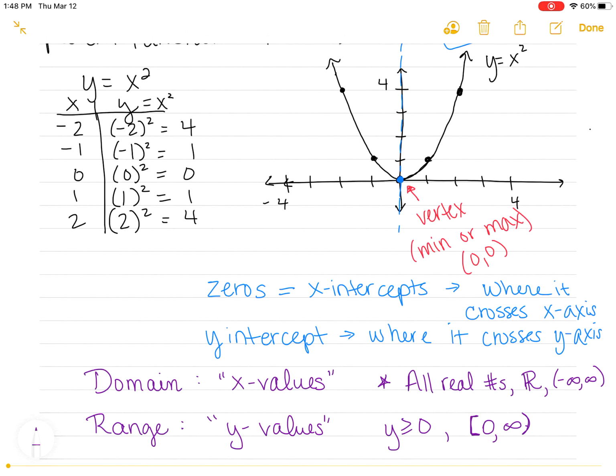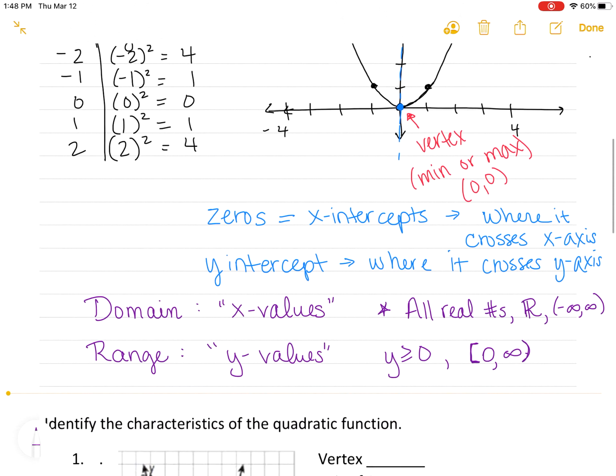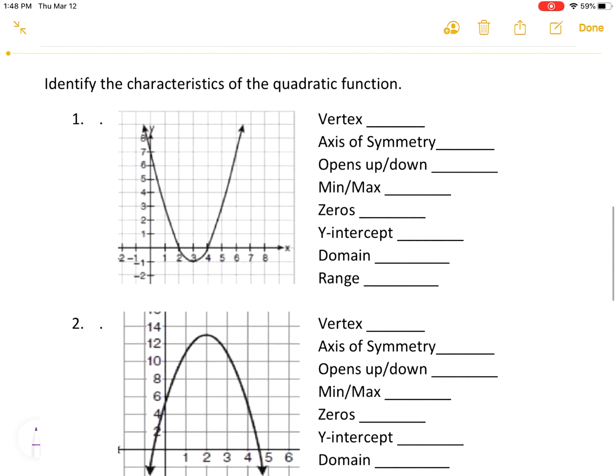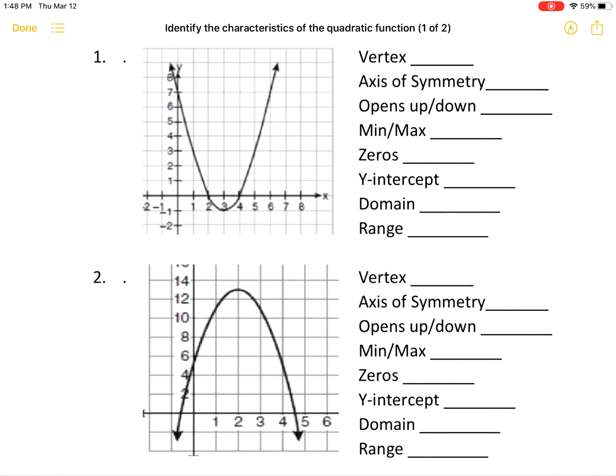And so we're going to look at some of those. Okay, so you should have a half sheet of paper that has 4 problems on it that says identify the characteristics of the quadratic. You're going to glue those into your notebook, and we're going to go through those together and use them as examples. So if you will pause the video, make sure that's glued into your notebook, and then we will work those together.